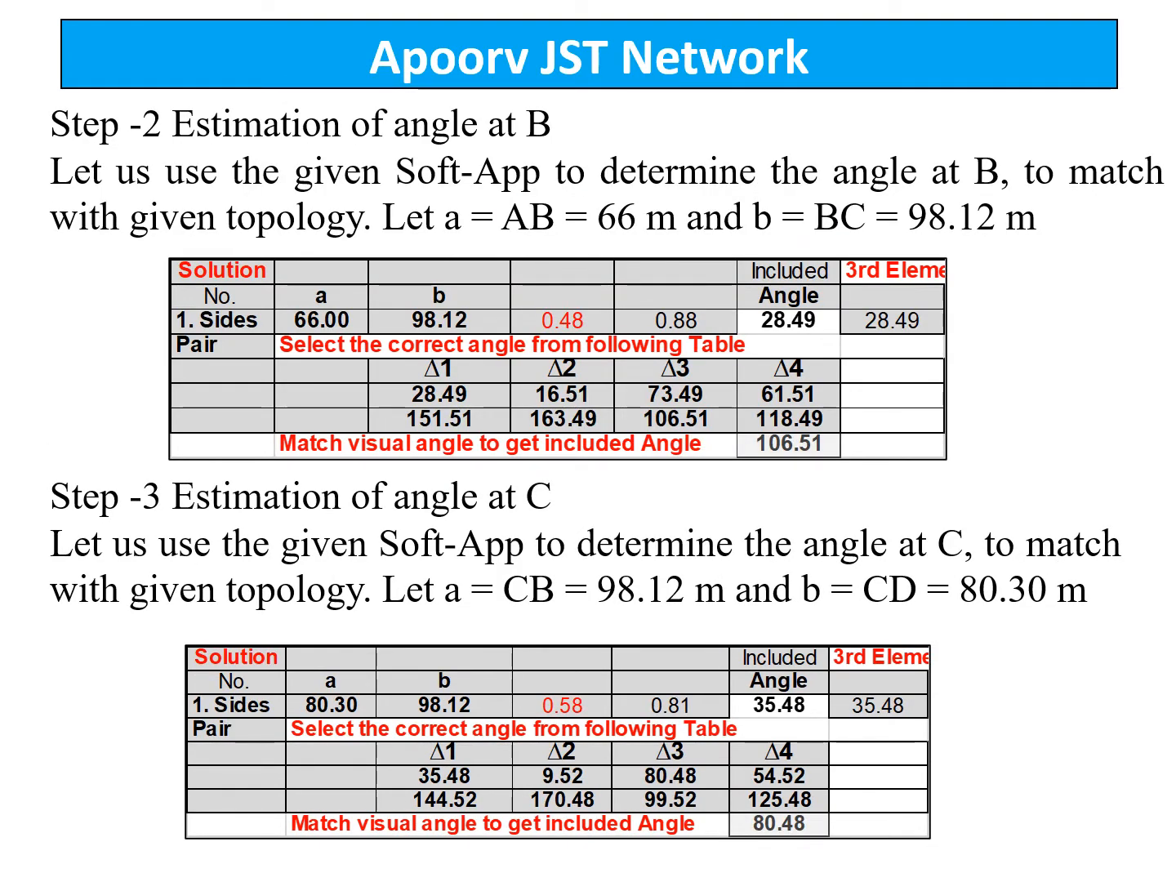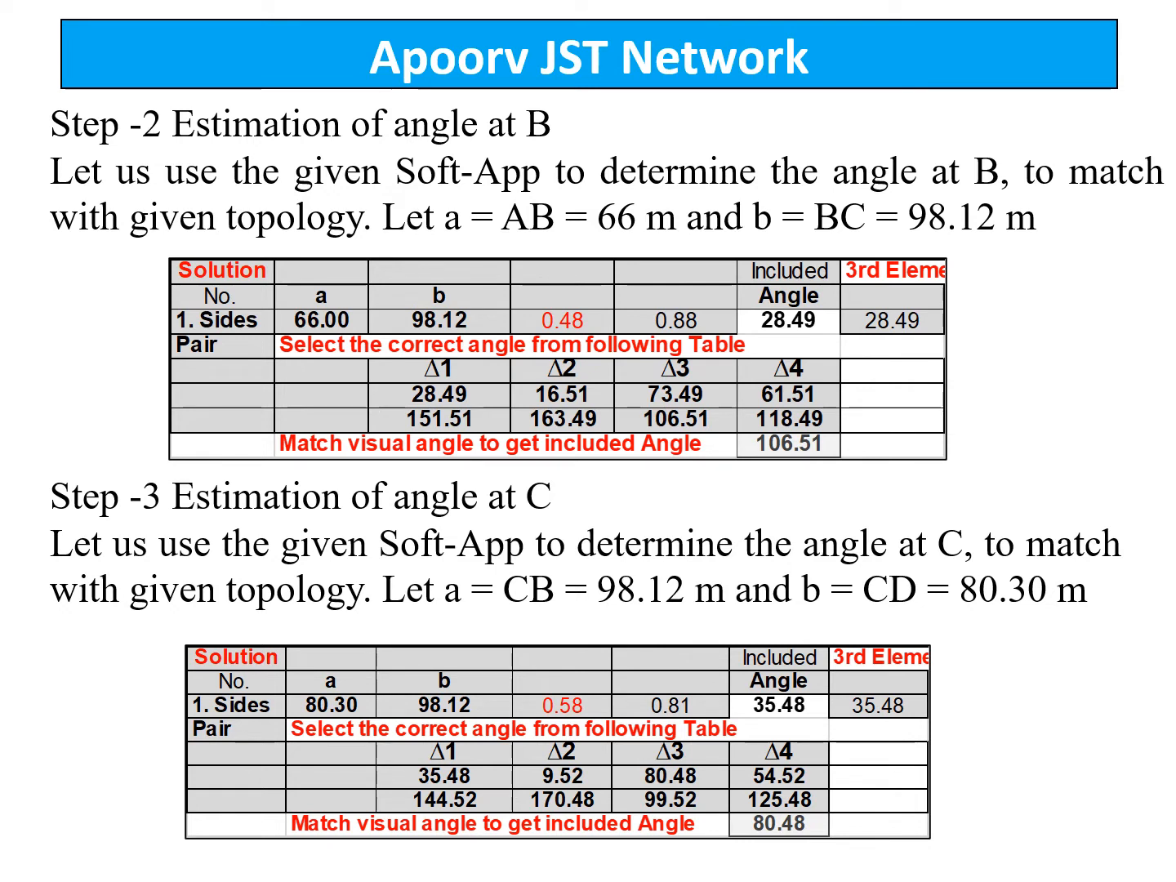Step 2. Estimation of angle at B. Let us use the given soft app to determine the angle at B, to match with given topology. Let A equal to AB equal to 66 m and B equal to BC equal to 98.12 m. The extract of the soft app picture is shown on the screen. The selected angle B is 106.51 degrees.